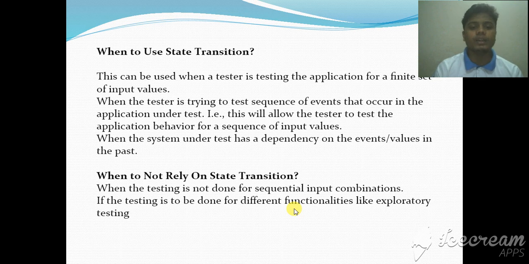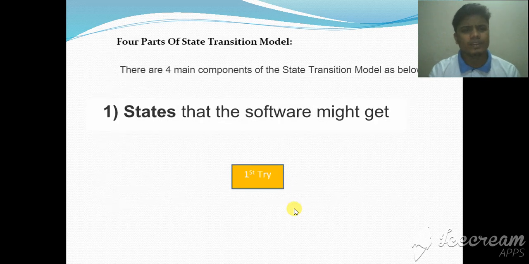When not to rely on state transition: when the testing is not run for sequence input combinations, or if the testing is to be done for different functions, like exploratory testing. Parts of the state transition model: there are four main components of the state transition model, as below.